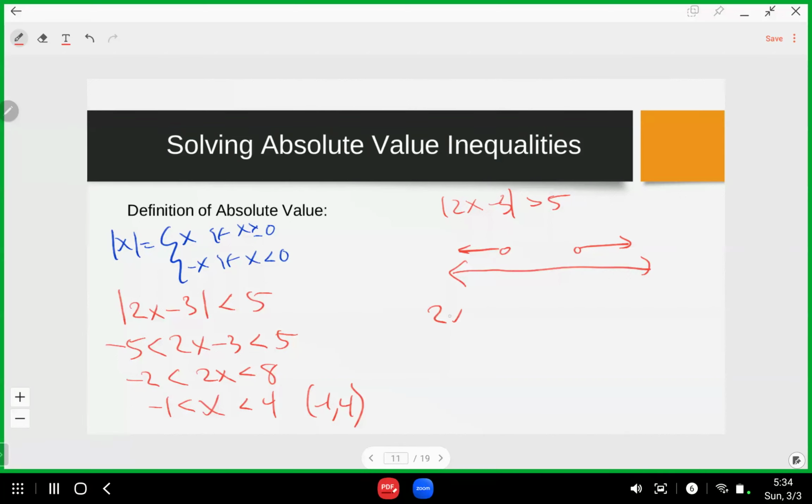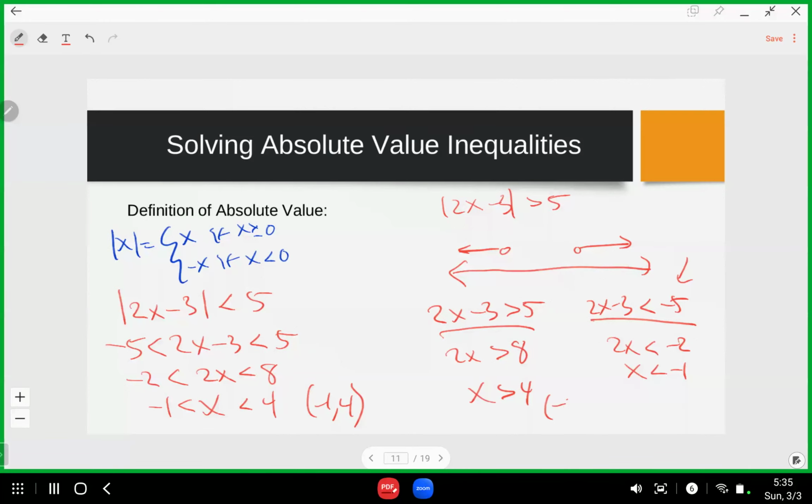So 2x minus 3 is greater than 5, or 2x minus 3 is less than negative 5. You're going to switch the sign here, and then you're going to use the negative 5. So the two cases here: 2x minus 3 is greater than 5, and 2x minus 3 is less than negative 5. Now we can solve. 2x is greater than 8, so x is greater than 4. 2x is less than negative 2, so x is less than negative 1. So now we have negative infinity to negative 1, union 4 to infinity. Are there any questions?